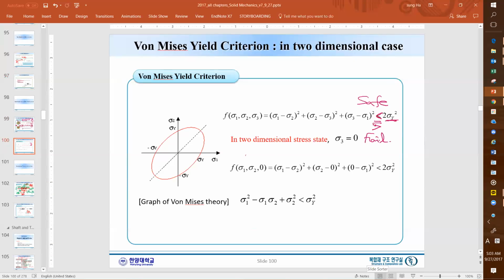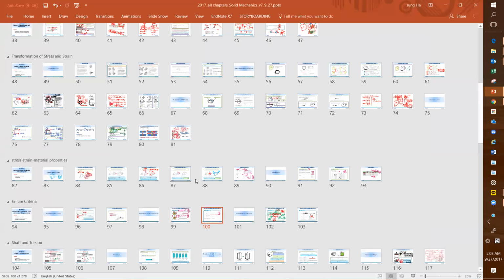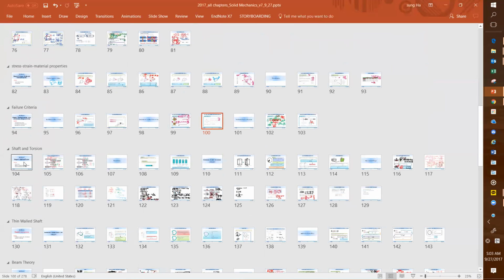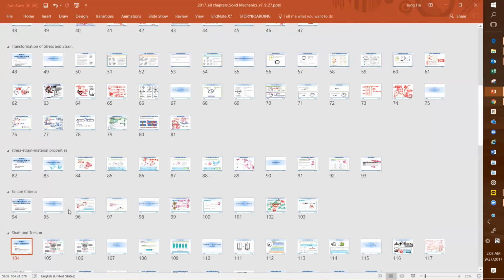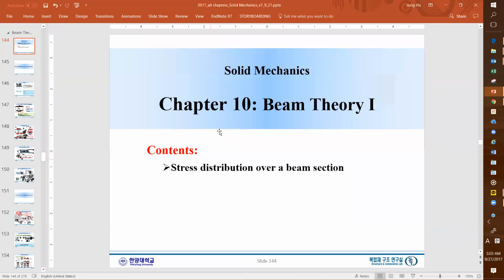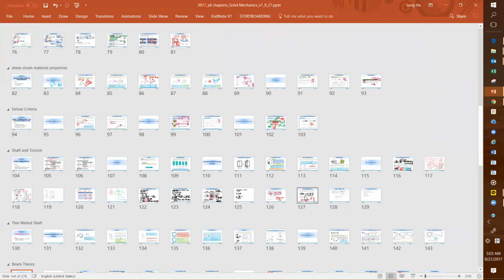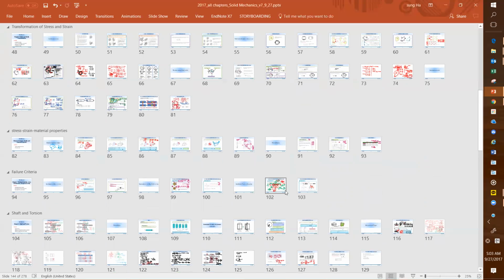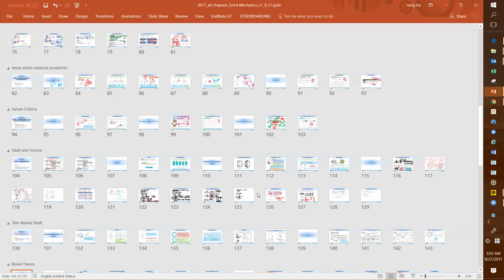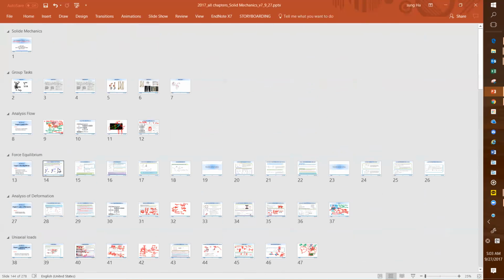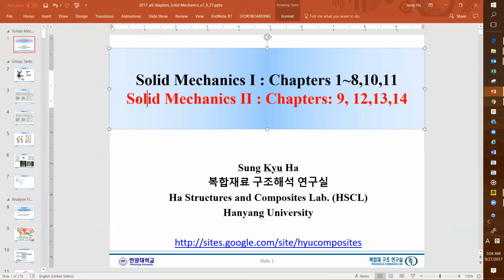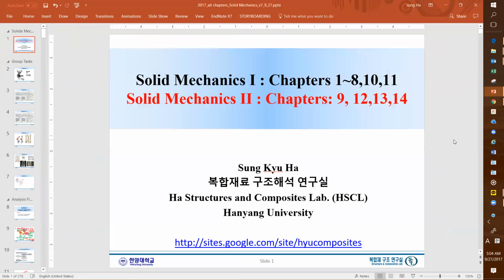And now there are some other things we need to go through. As I mentioned, we are now in the process of reviewing all the strength of materials 1, chapter 8, shaft and torsion, and chapter 10, beam theory. This is the most important one. I will go through these two chapters next time. Next week we have a very long weekend, but after that long holiday, we will go through torsion and beam, and then as we announced, we will concentrate on chapters 9, 12, 13, and 14.